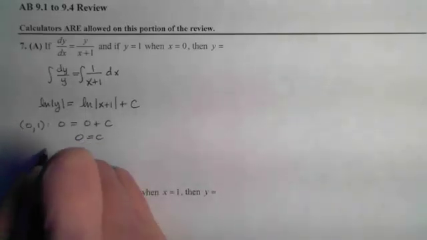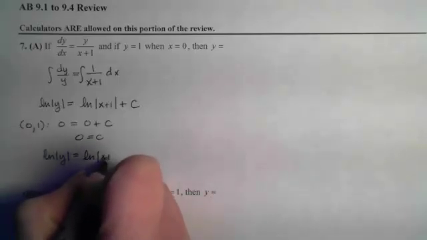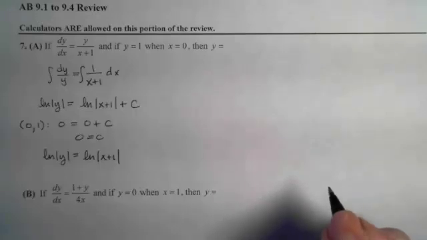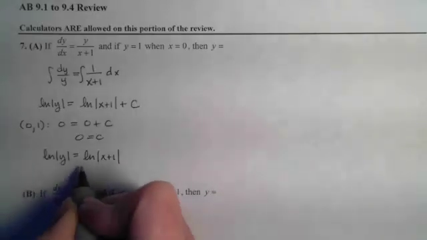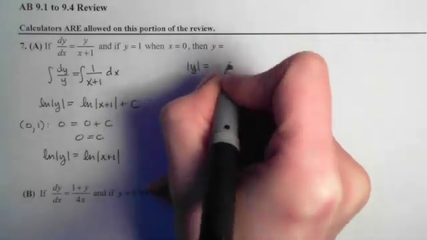So now I'm at the point where ln of the absolute value of y equals the ln of the absolute value of x plus 1. And I need to isolate my y. So again, first thing I'll do is raise both sides, make them both exponents of e, and those natural logs will cancel.